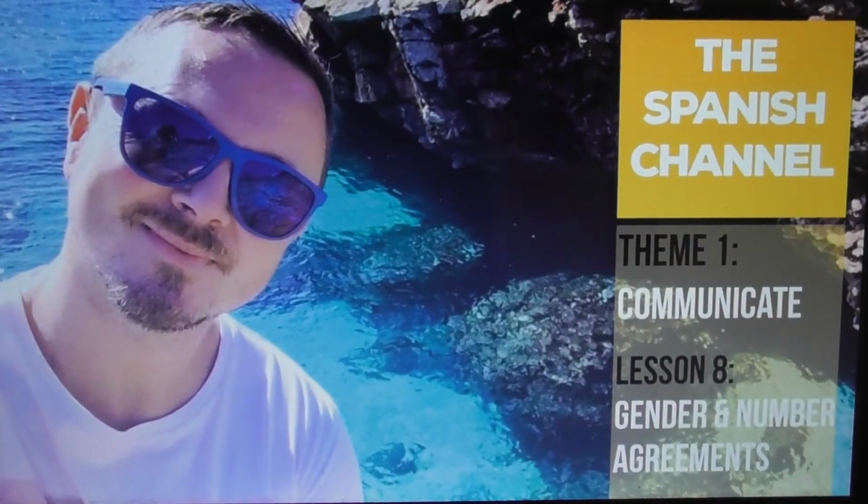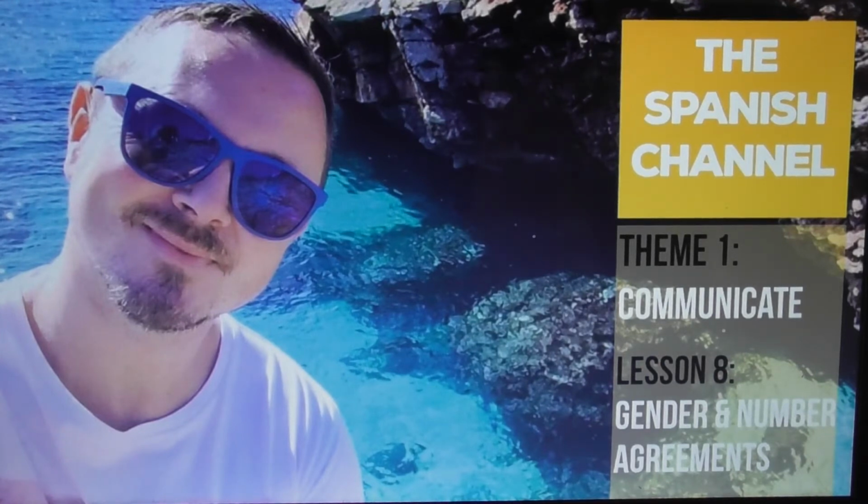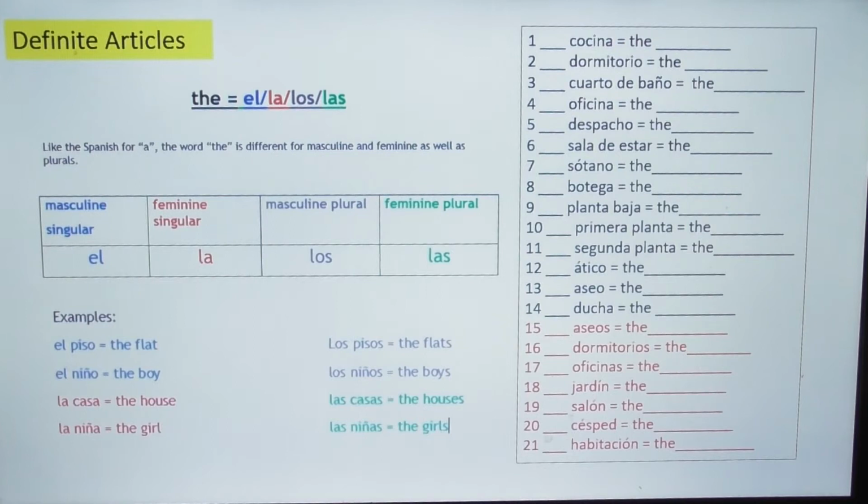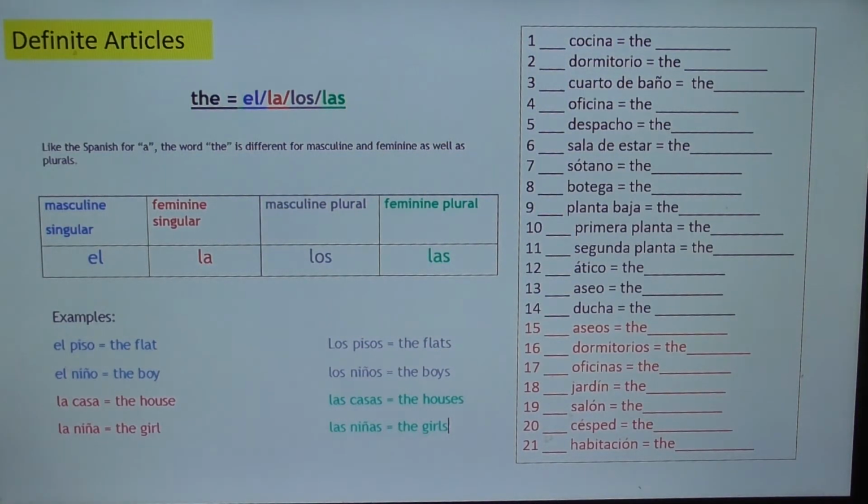Lesson 8 is all about gender and number agreements, although we will continue with the theme of house and home as well. And this lesson should take up to 40 minutes. You might remember last lesson we were looking at indefinite articles, indefinite meaning the word a and some. Do you know why they're called indefinite articles? Well, if I asked you to put a poster on a wall in my flat, you wouldn't necessarily know which wall. That's why it's indefinite. If I said, can you put it on the wall, I'm more than likely going to be pointing at the wall I want, the, meaning definite, okay?